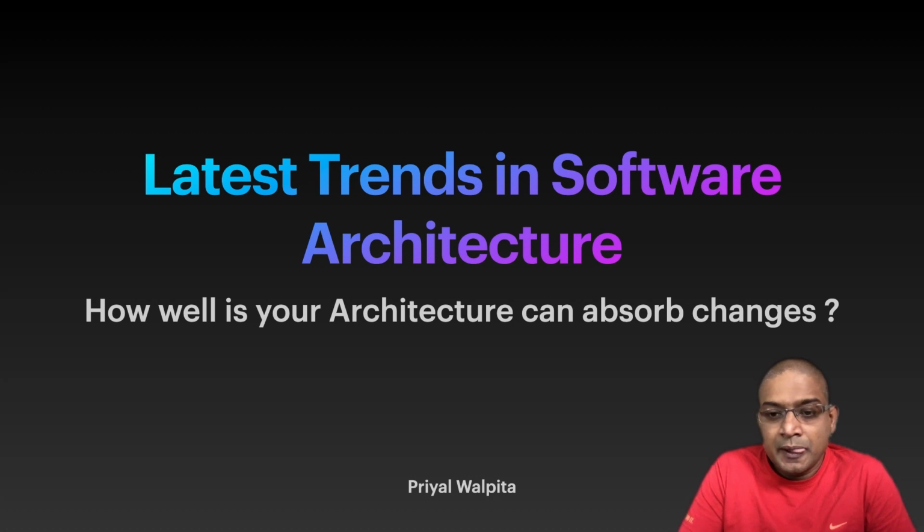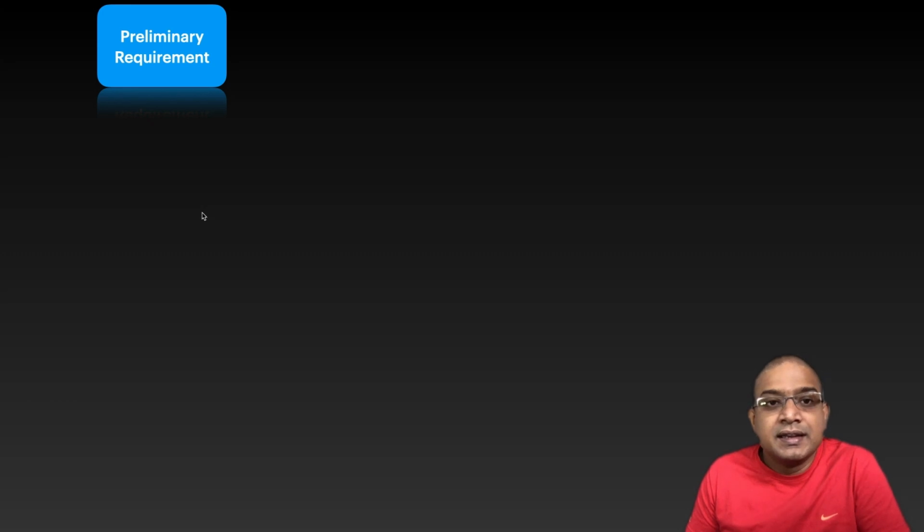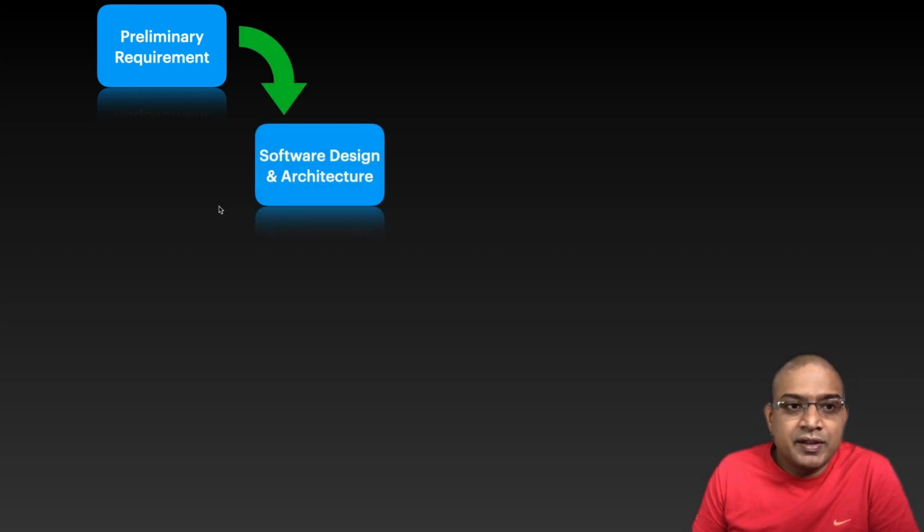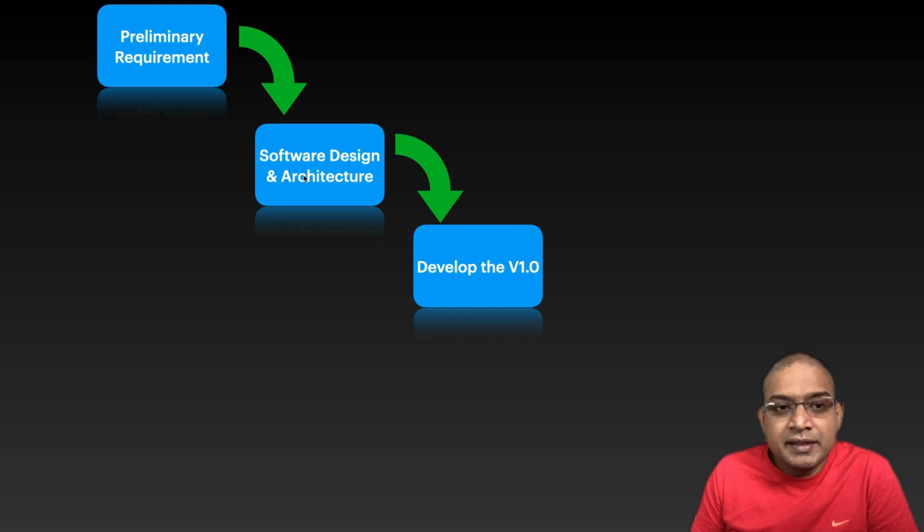So we'll see how we can design software in a way that we can absorb these changes in quick succession, in a very rapid way. First of all, let's discuss how we design or develop our software. We get our preliminary requirements from our customer, and then we do our software design and architecture. Based on this design and architecture, we develop version 1, or version beta, alpha, whatever name you are giving it.